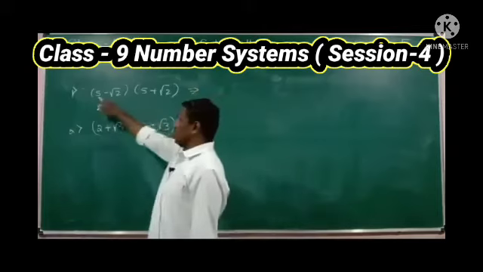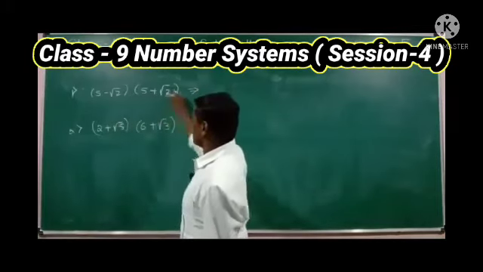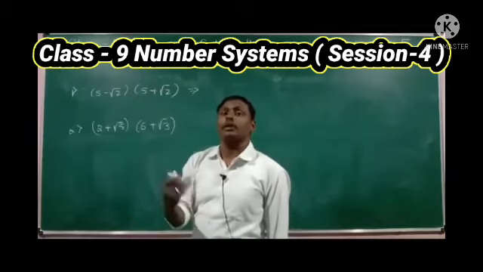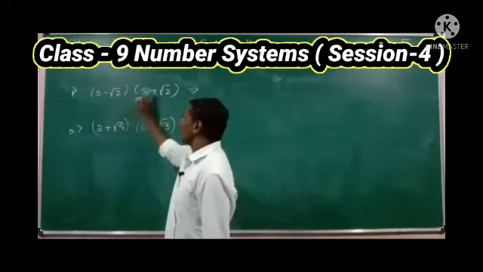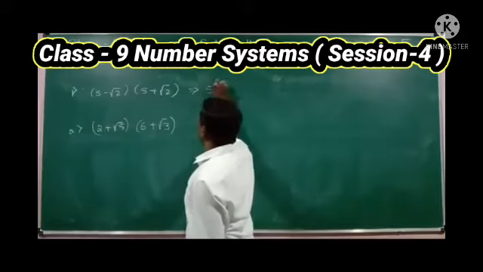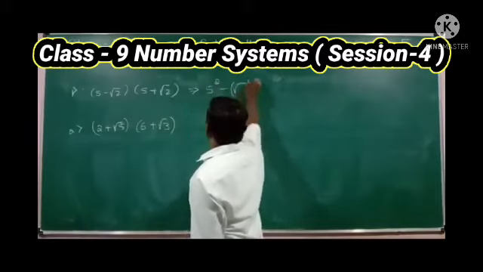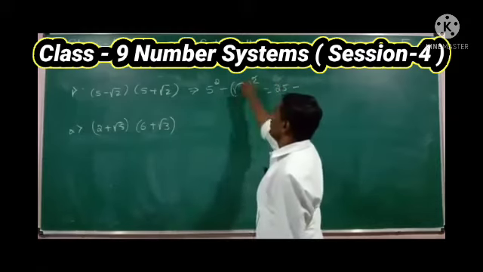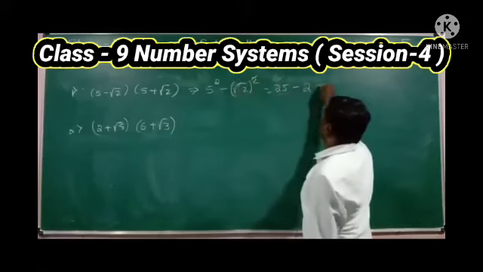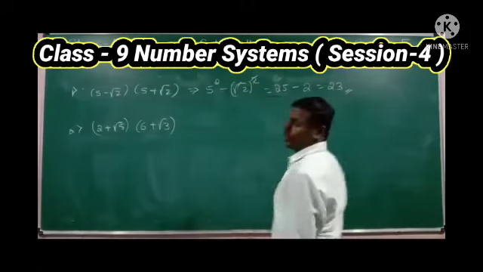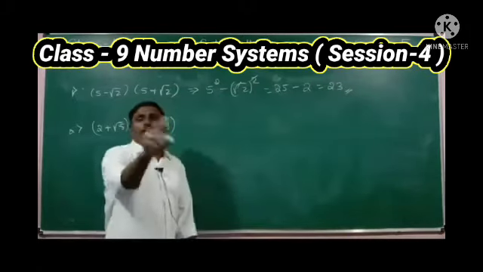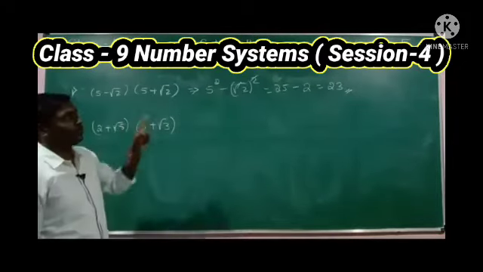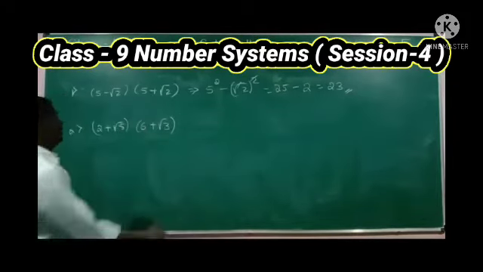See the first question, 5 minus root 2 into 5 plus root 2. It is in the form of a plus b into a minus b. How can I write this one? 5 square minus root 2 whole square. So 5 square is 25, square and root get cancelled, remaining 2, that is equal to 23. So 23 is a purely rational number. The denominator of 23 is 1, so it is in the form of p by q. Therefore 23 is a rational number.